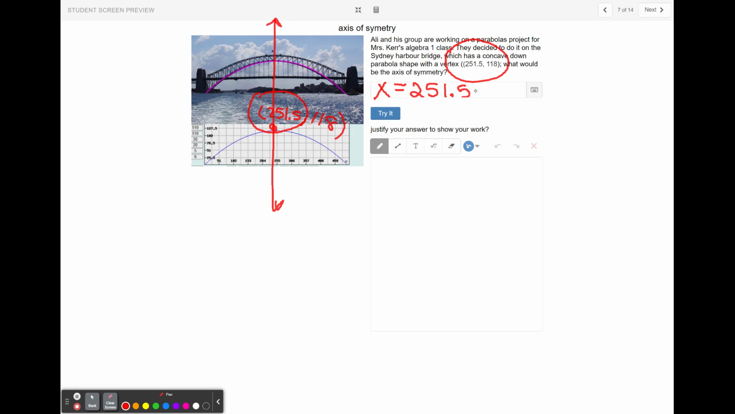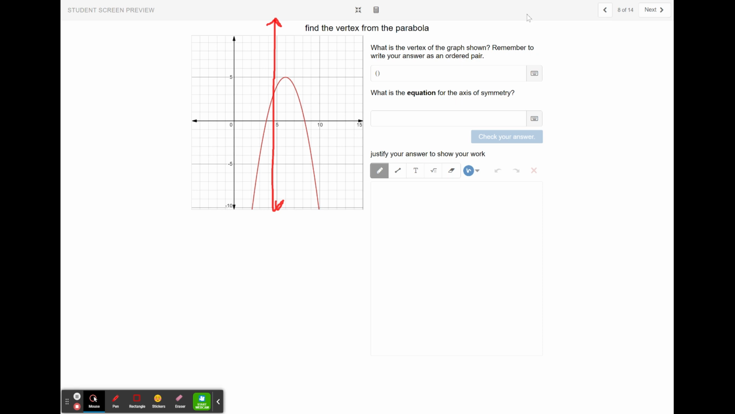251.5. You have to make an equation. It's your x value. So let's translate that into this one. I'm going to switch my axis of symmetry. I'm going to cut it down the middle. I know it goes down the middle because that's the definition of it.